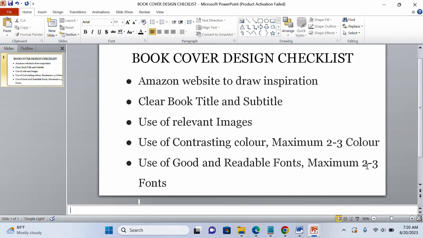So if there is a need for you to add, let it not pass 3 fonts. Let it not pass 3 colors. But most of the bestsellers out there use only 2 colors for their own book. Okay, so now let's continue and let me show you what I mean exactly.